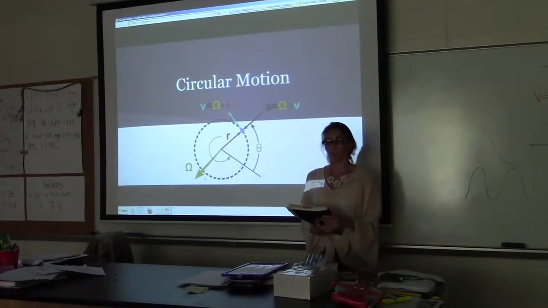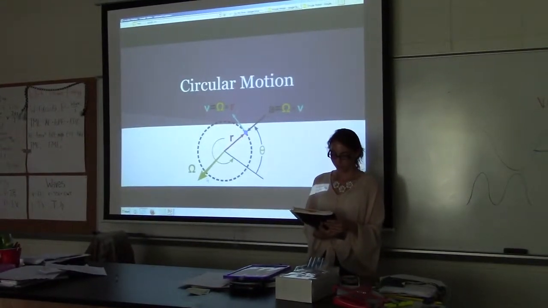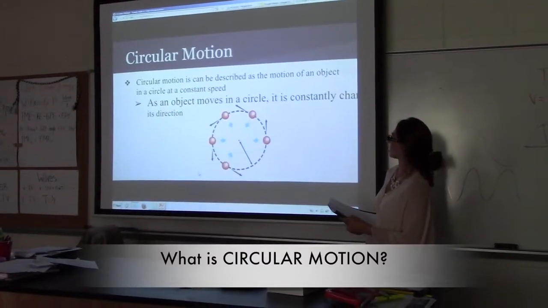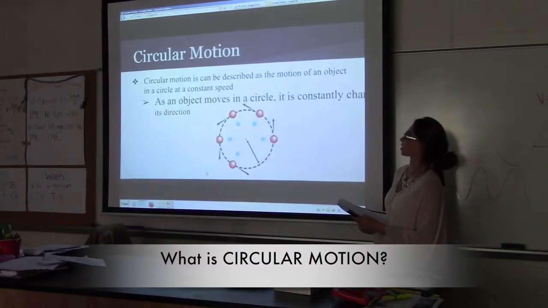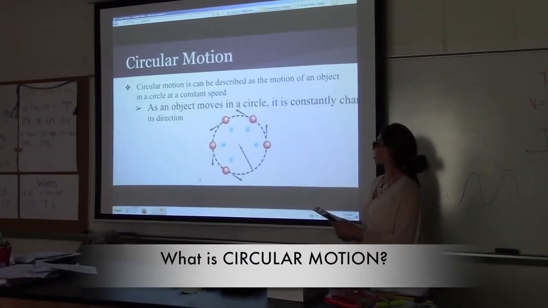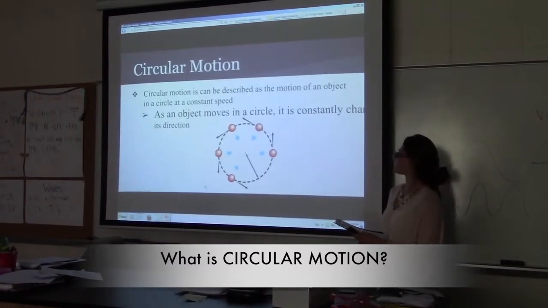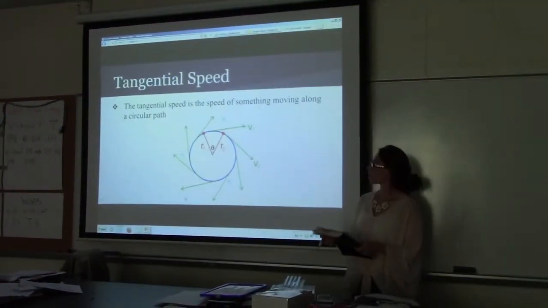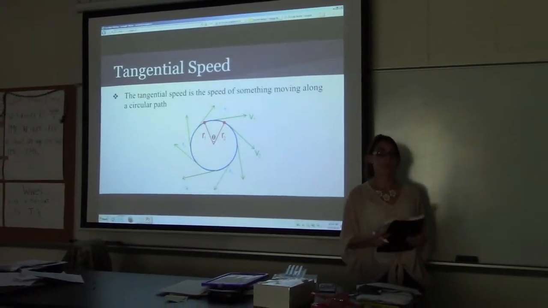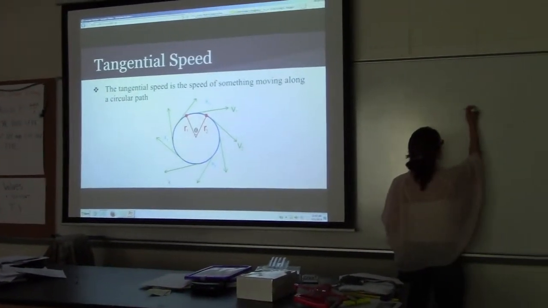About circular motion and how it is applied to our daily lives. Ms. Braun, what's circular motion? Well, Chrisanne, circular motion can be described as the motion of an object in a circle at a constant speed. Also, as an object moves in a circle, it is constantly changing its direction. Now, tangential speed is the speed that something's moving along a circular path. This is what it looks like.